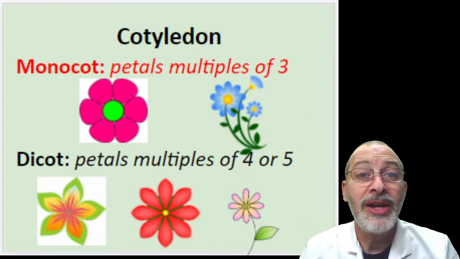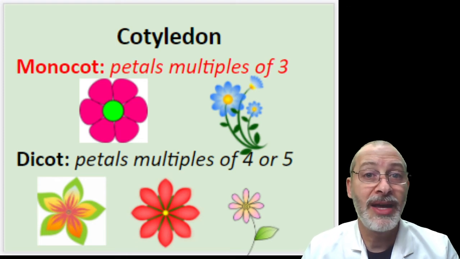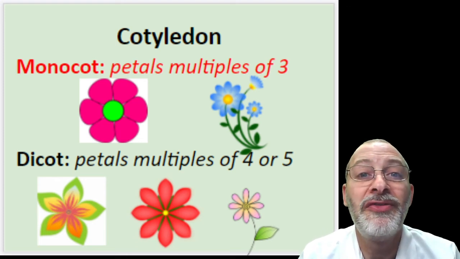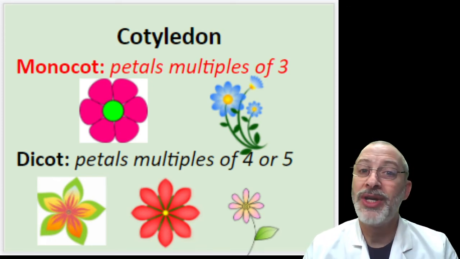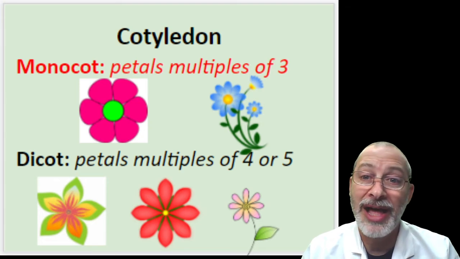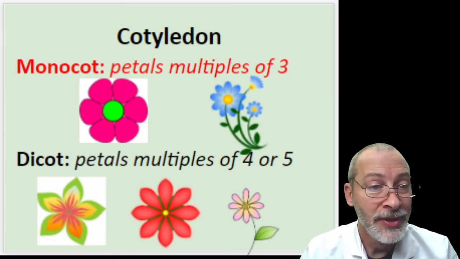Now, there's another way to tell the difference between a monocot plant and a dicot plant, and that is by looking at the flowers. Who doesn't like a pretty flower, right? Flowers are absolutely gorgeous, some more beautiful than others.